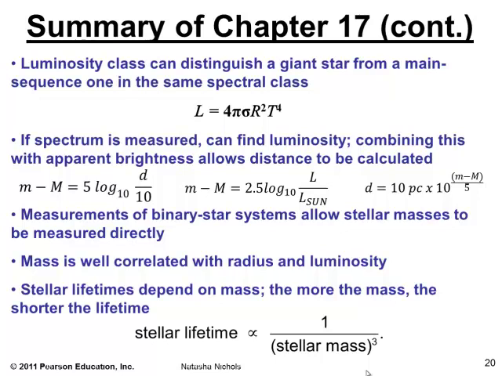If the spectrum is measured, we can find the luminosity. If we combine that with the apparent brightness, then we're able to find the distance to the star. And I gave you 3 different formulas for calculating the distance. Measurements of binary star systems allow for stellar masses to be measured directly. Mass is well correlated with radius and luminosity, and stellar lifetimes depend on mass. The more the mass, the shorter the lifetime.